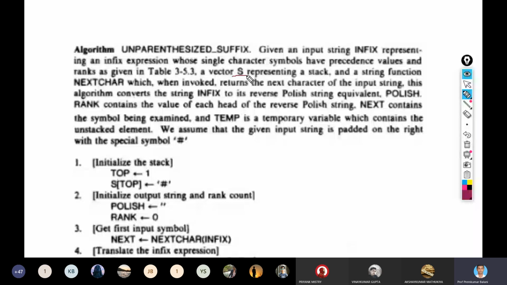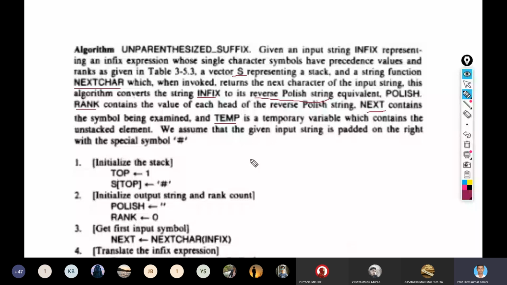There is a string function next character. This will give us the next character in the infix expression, and this algorithm converts infix to its reverse polish string, that means postfix expression. And rank, that I already explained to you, contains the value of each head of the reverse polish string, and next contains the symbol being examined, and temp is a temporary variable which contains the unstacked element.